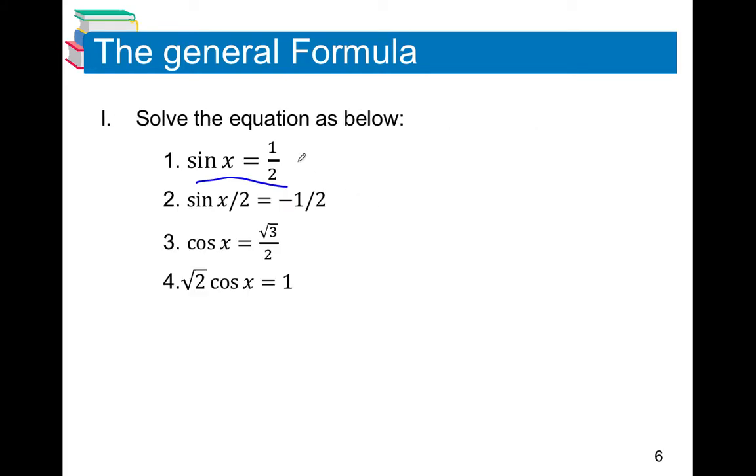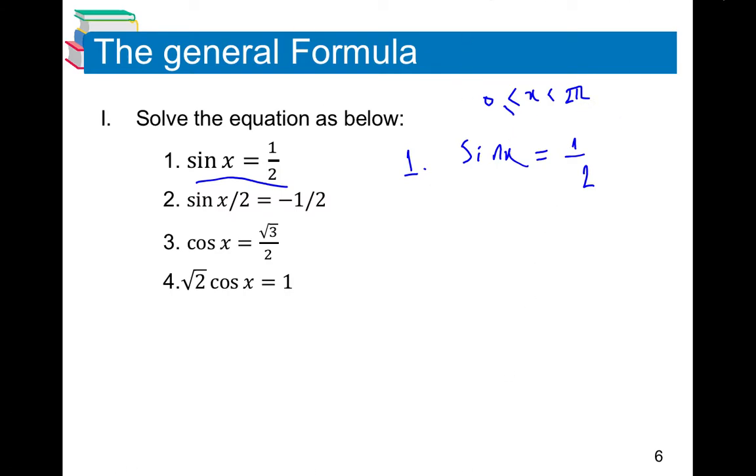Okay, let me do number 1 now. Number 1, we have the equation sin x equal 1 over 2, okay? Normally there is a condition for x. If your answer is not within it, it means your answer is not correct. You see the condition of x is between 0 and 2 pi.